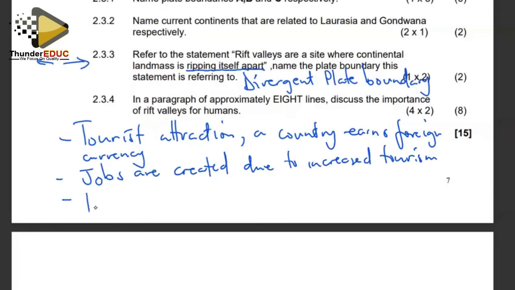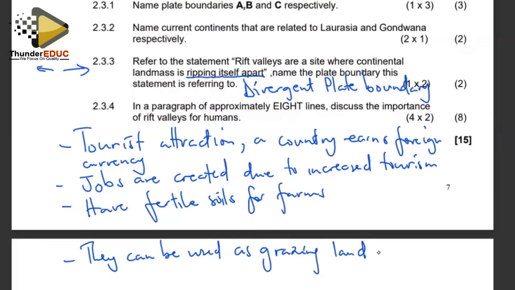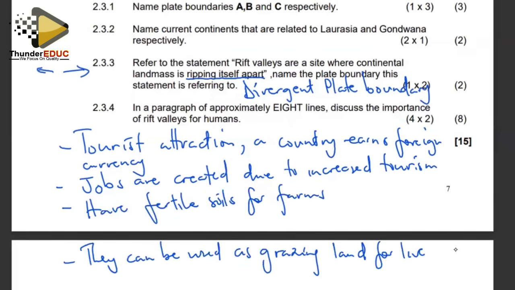Then also, rift valleys have fertile soil. They are very beneficial in the sense that they provide fertile soils which are needed for farming. And also, they can be used as grazing land for livestock. Farmers can graze their livestock in those areas.